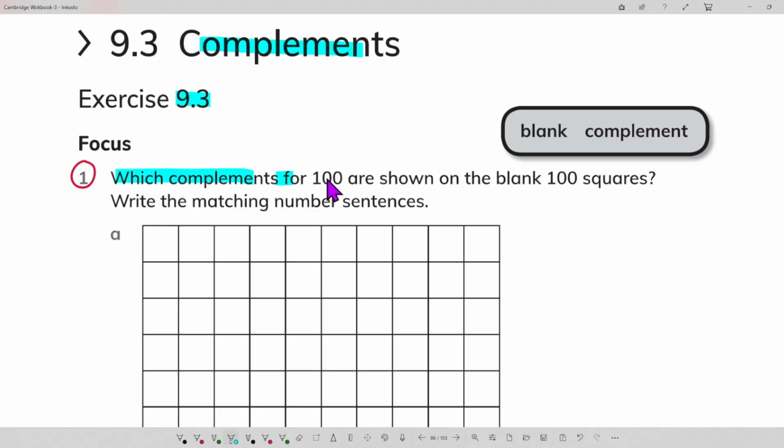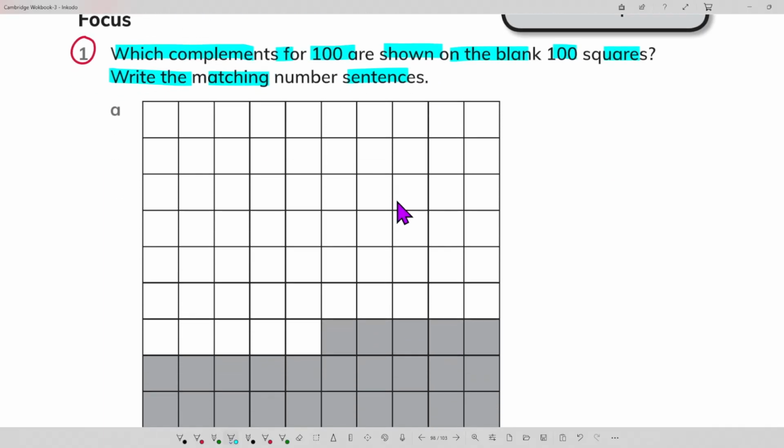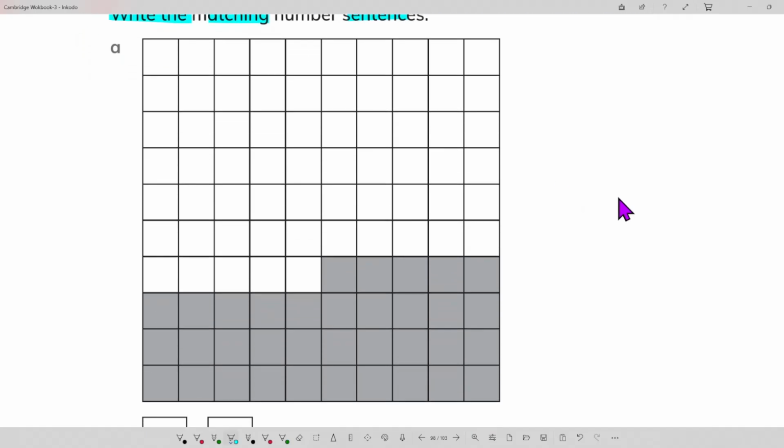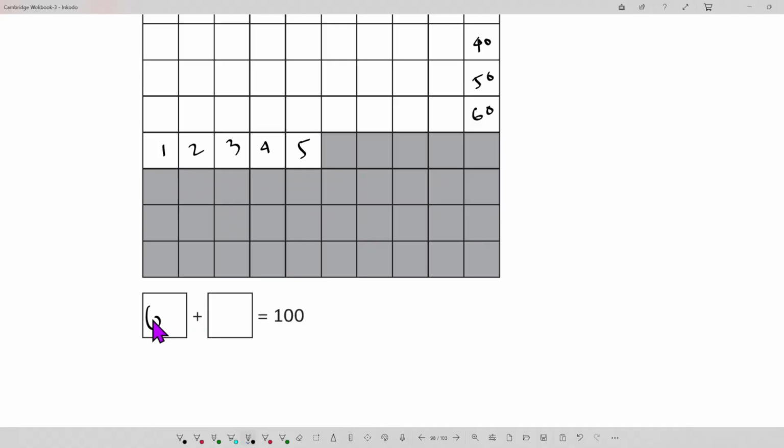Which complements for 100 are shown on the blank 100 squares? Write the matching number sentence. Interesting question. Look, this is a blank 100 square. First we have to count: 1 2 3 4 5 6 7 8 9 10. It means 20, 30, 40, 50, 60, then 61, 2, 3, 4, 5. It means here is 65.